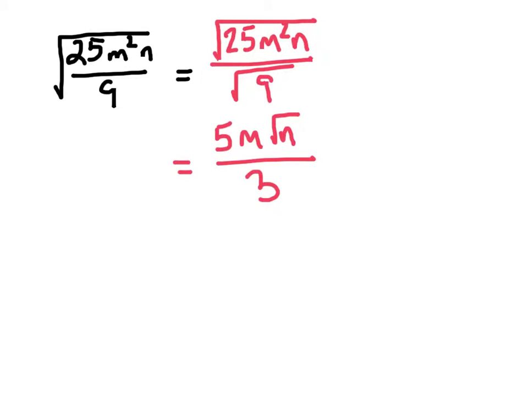We're done. So this is how I want you to approach simplifying radical expressions that involve fractions. Take the square root of the numerator and denominator separately and apply the rules that you've already learned. Good luck and have fun.